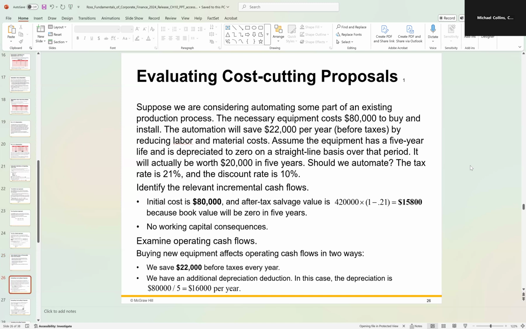This brings us to cost-cutting proposals. Consider we are automating some parts of an existing production process. The necessary equipment costs 80 grand to buy and install, but then going forward, the automation saves 22 grand a year. Assume the equipment has a 5-year life and is depreciated to 0, straight line over that period. It will actually be worth more than 28,000 in 5 years. Should we automate? The tax rate is 21% and the discount rate is 10%. The initial cost is 80 grand, and the after-tax salvage value is shown there as 158 because book value will be zero in 5 years. There's no working capital consequences.